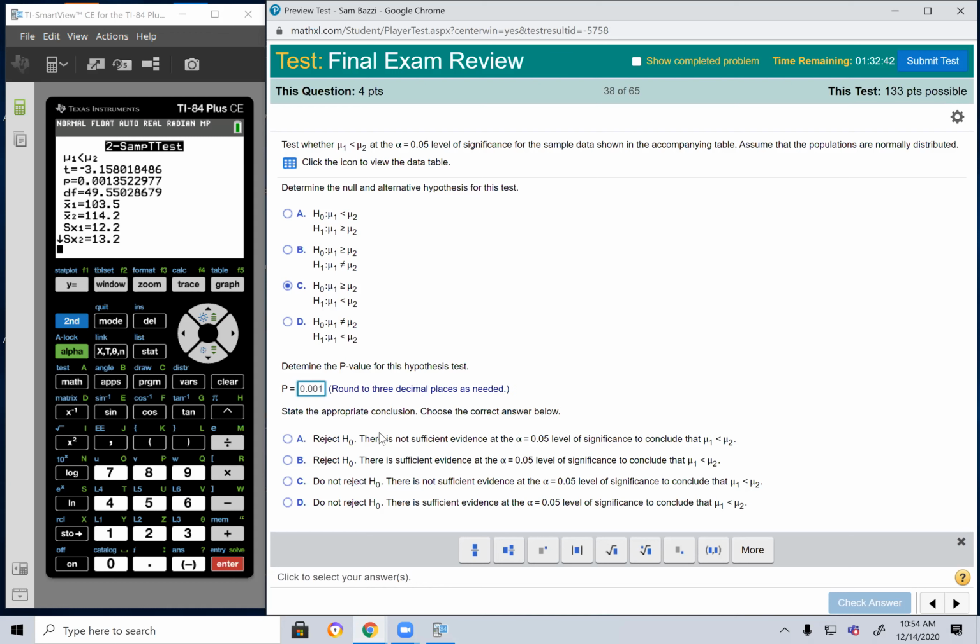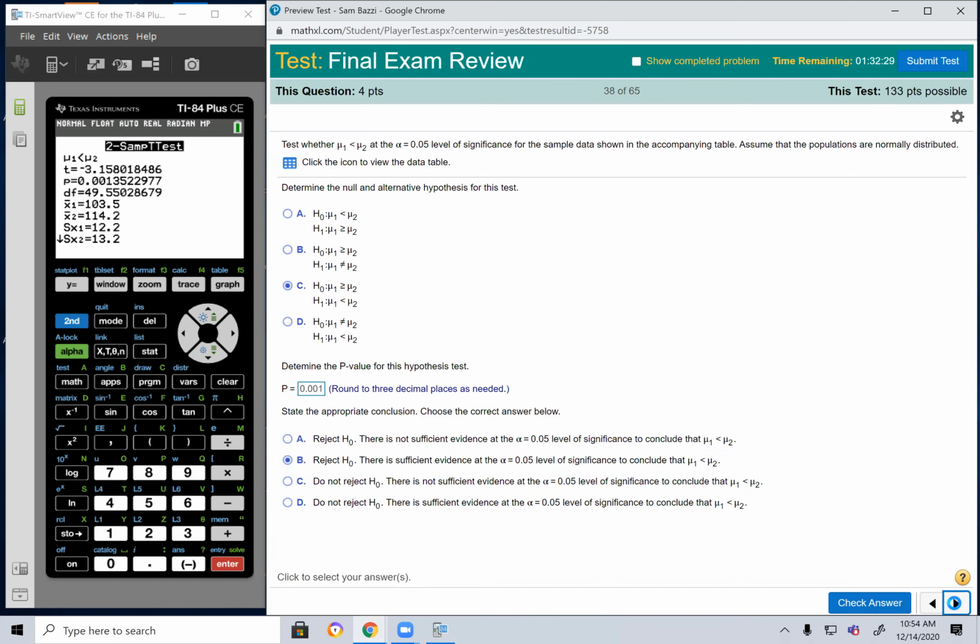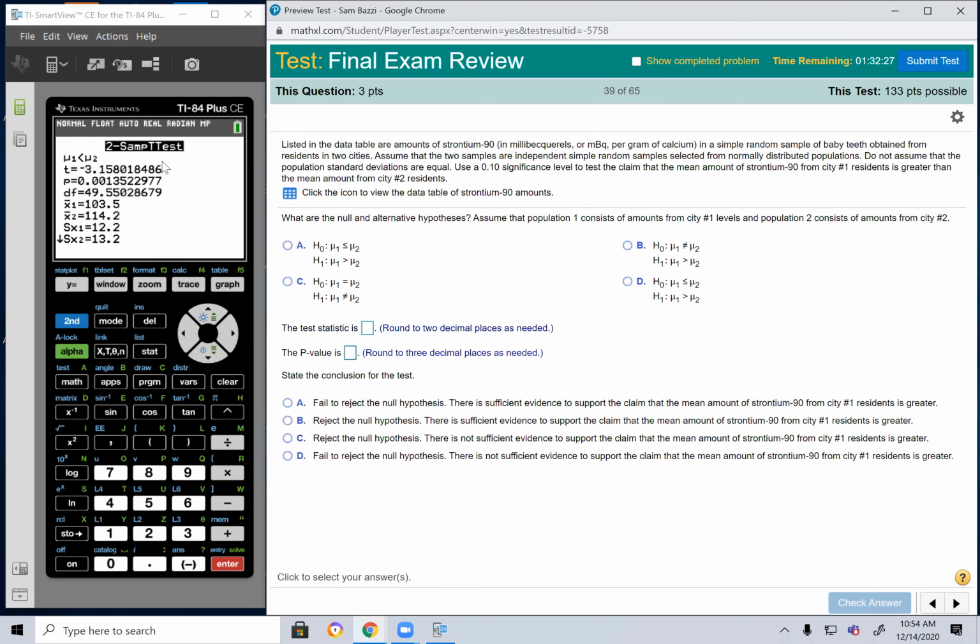Well, this is less than alpha. We reject H0, and we support the claim. There you go. There is sufficient evidence to conclude that mu1 is less than mu2. Next.